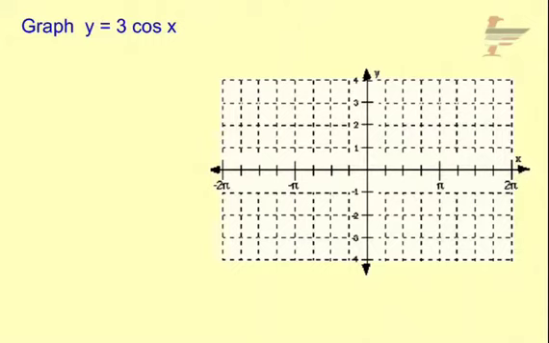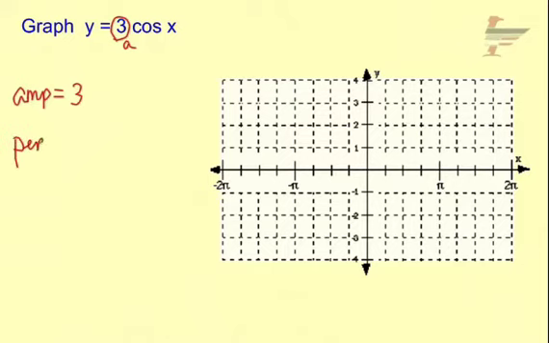To graph y equals 3 times the cosine of x, there are two things we start out by finding. The first is the amplitude. Amplitude is our a value, whatever number's in front of the cosine. So in this case, our amplitude is 3. And then, what's the other one?